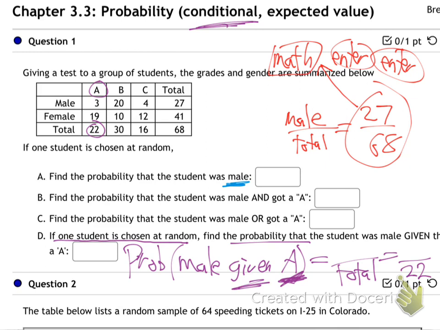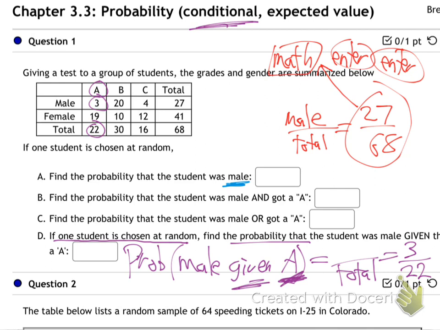So it changes the denominator. What goes in the top then? How many males? 3 out of 22. How we doing? Is that making sense? Conditional probability. Given something.